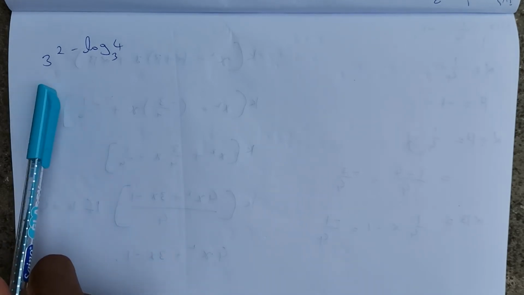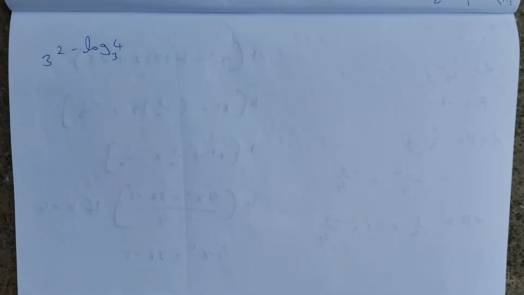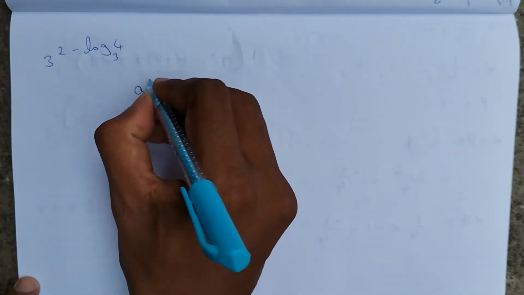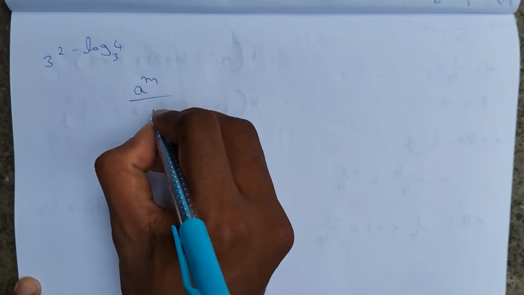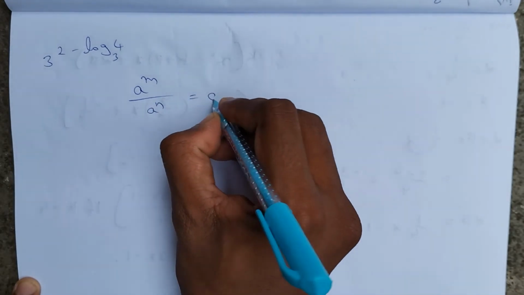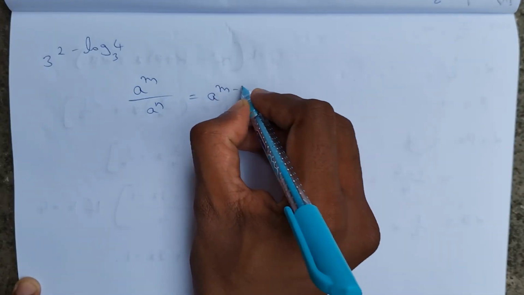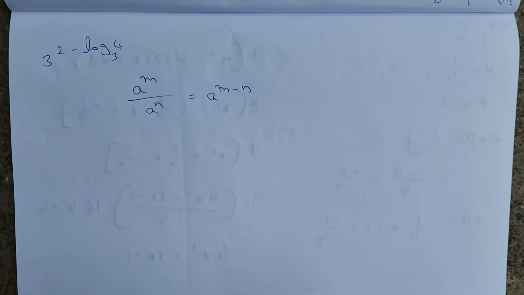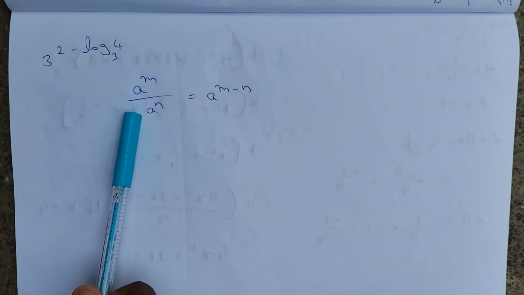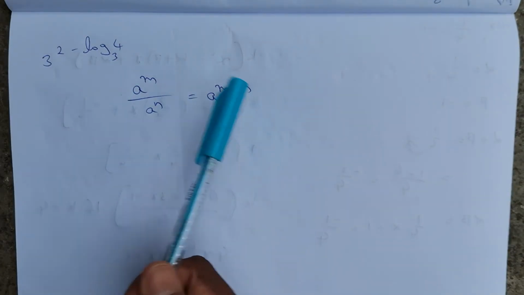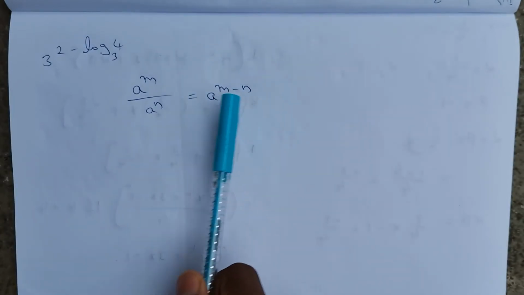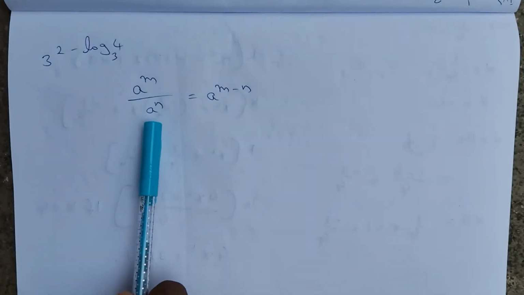Okay, now let us discuss one more problem. What is the value of 3 power 2 minus log 4 base 3? If we observe this question clearly, we need one formula: a power m divided by a power n is equal to a power m minus n. In reverse, a power m minus n is equal to a power m divided by a power n.